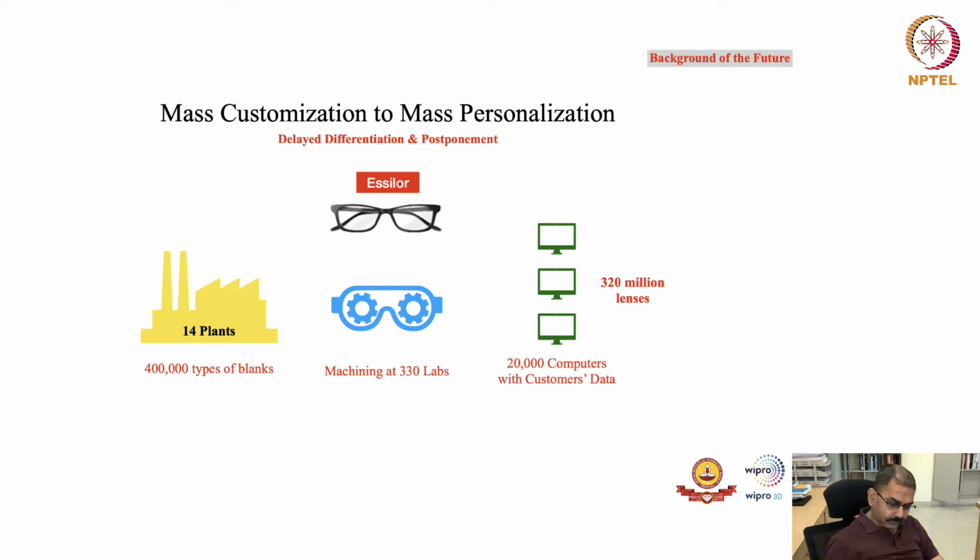Yeah. So as I was mentioning about the example of the eyeglasses, right? One of the largest manufacturers of eyeglasses is a company called Essilor, right? And so they make about, I'm not sure whether this data is new, but the source which I've used mentioned about 320 million lenses in a year, say.